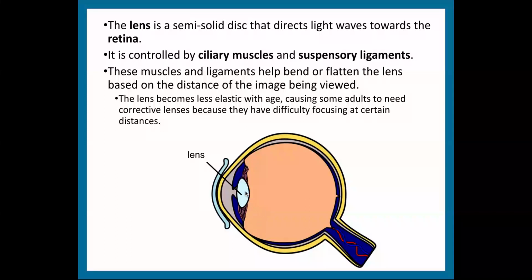So your eye is adjusting to the thing that's being viewed by either bending or flattening, but with age, that lens becomes less flexible, so it's less able to bend or flatten, and that makes it difficult to view things. Okay, I told you that what bends the lens or flattens the lens is ciliary muscles. So that's what these muscles are here, right next to the lens.